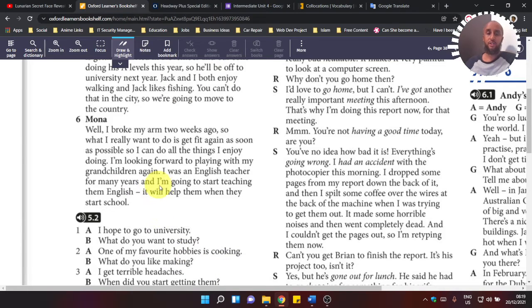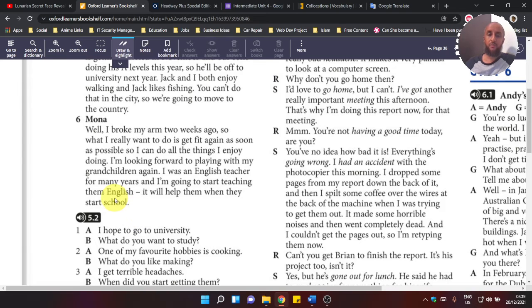Good, and let's continue. I enjoy doing. I am looking forward to playing. Now there is a pattern here. I'm looking forward to playing with my grandchildren again. I'm not going to talk about that yet. I'm going to talk about this in a slide, inshallah. I was an English teacher for many years, and I'm going to start teaching them English. It will help them when they start school.